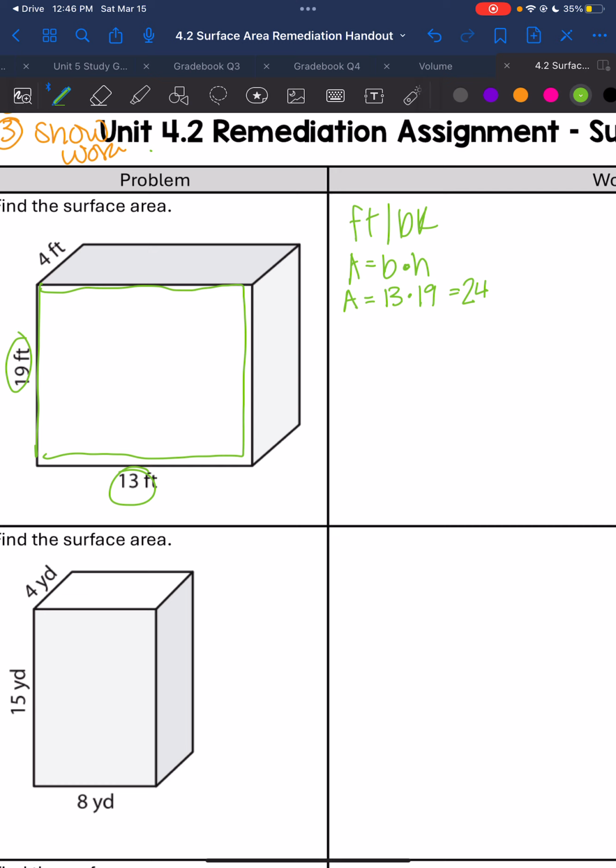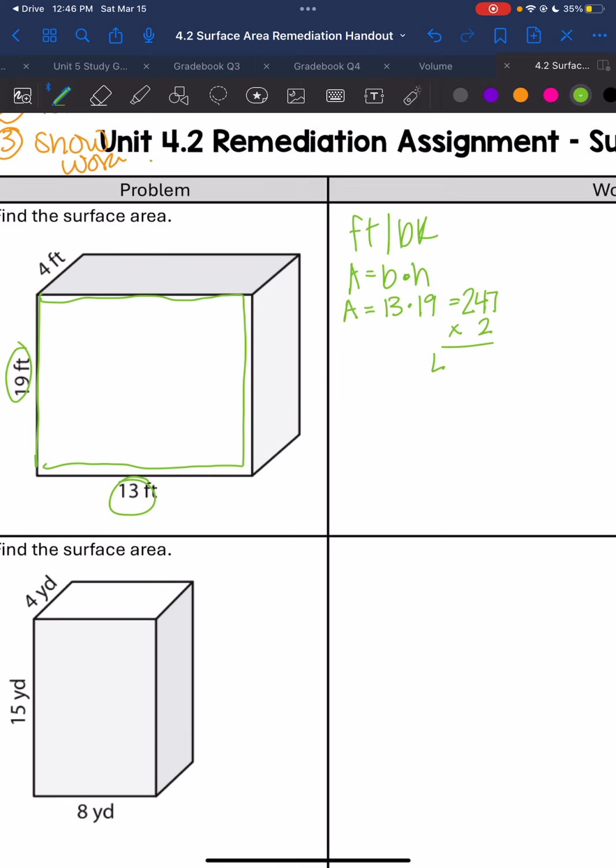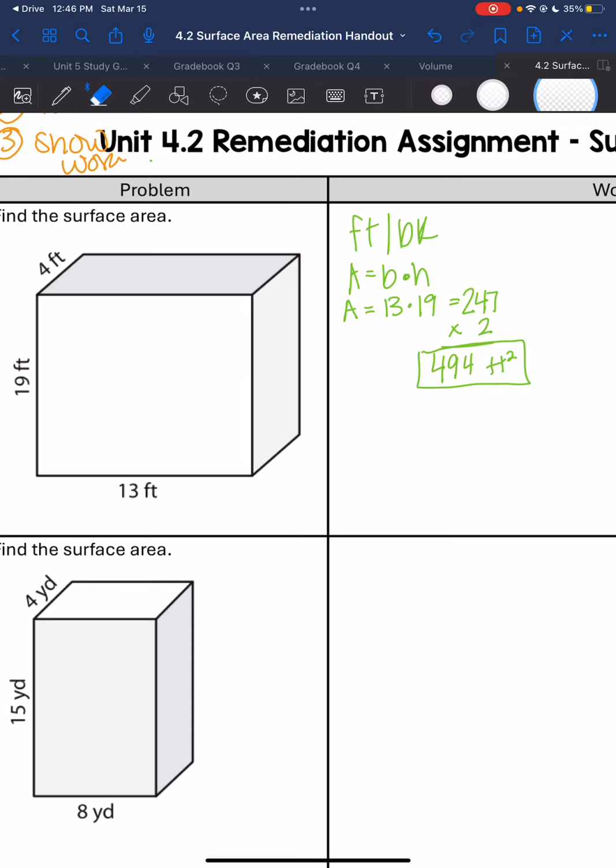which is 247. Since my front and my back are the same, I can just double it or multiply it by 2, which gives me 494 feet squared since we're finding area. Okay, so that takes care of 2 of the 6 sides.